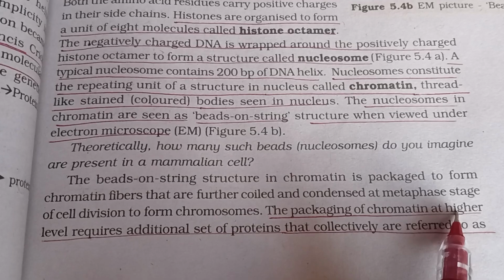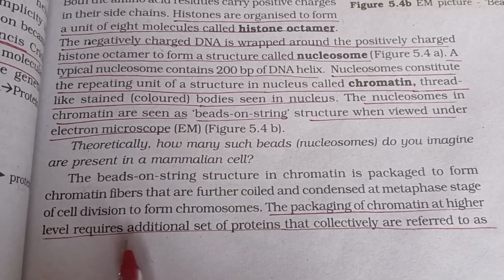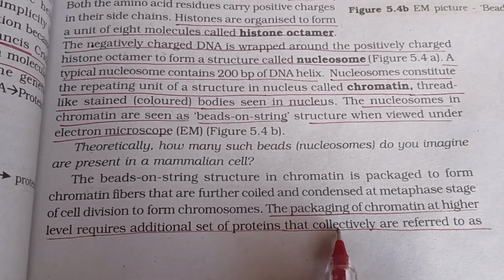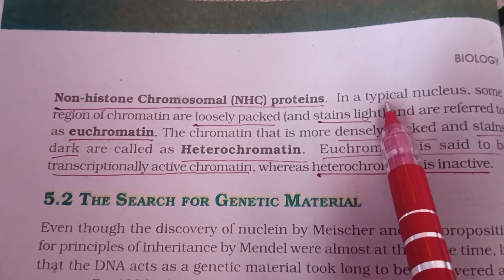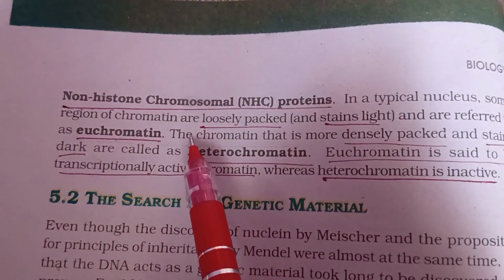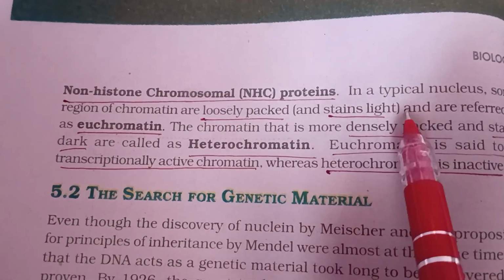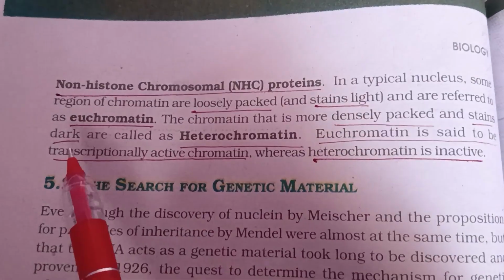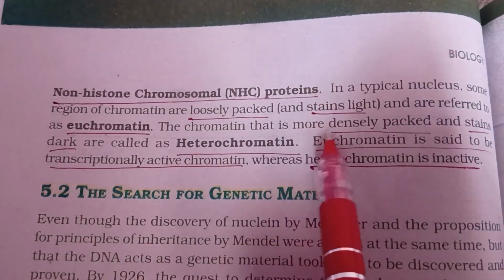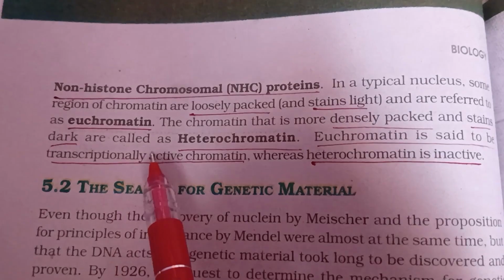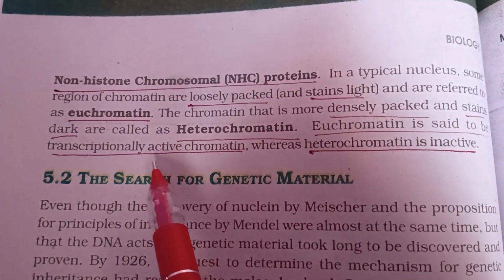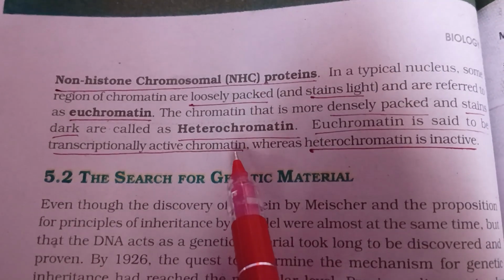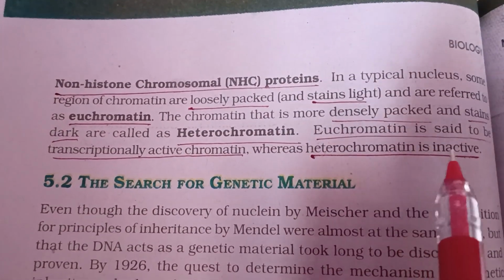The packaging of chromatin at higher level requires additional set of proteins that collectively are referred to as non-histone chromosomal proteins. In a typical nucleus, some region of the chromatin are loosely packed and stains light and are referred to as euchromatin. The chromatin that is more densely packed and stains dark are known as heterochromatin. Euchromatin is said to be transcriptionally active chromatin, whereas heterochromatin is inactive.